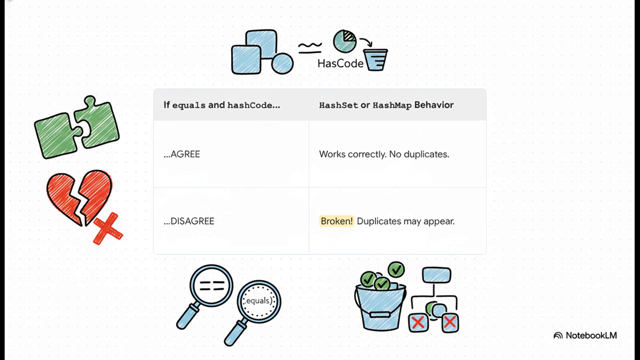When equals and hashCode agree, everything's great. Your collections work just like they should. But when they disagree, well, things get broken. You might put something into a HashSet, and then when you go to look for it, Java tells you it's not there. Or you might end up with duplicates where you're not supposed to. It's just total chaos for your data.